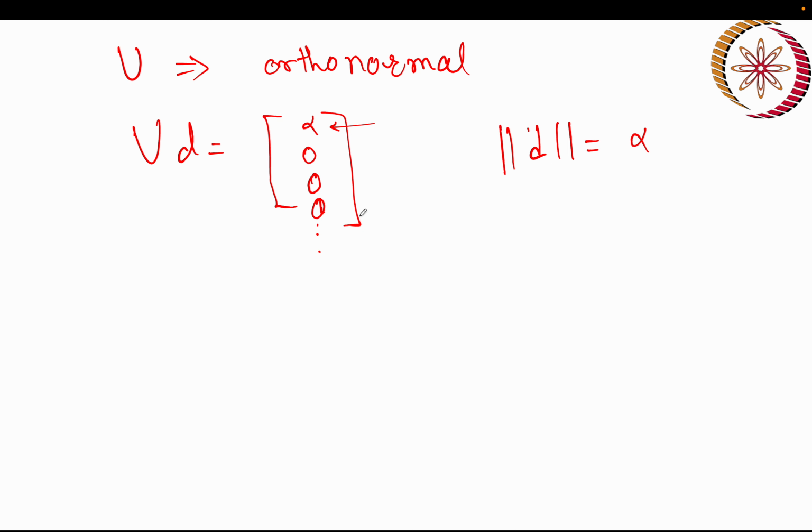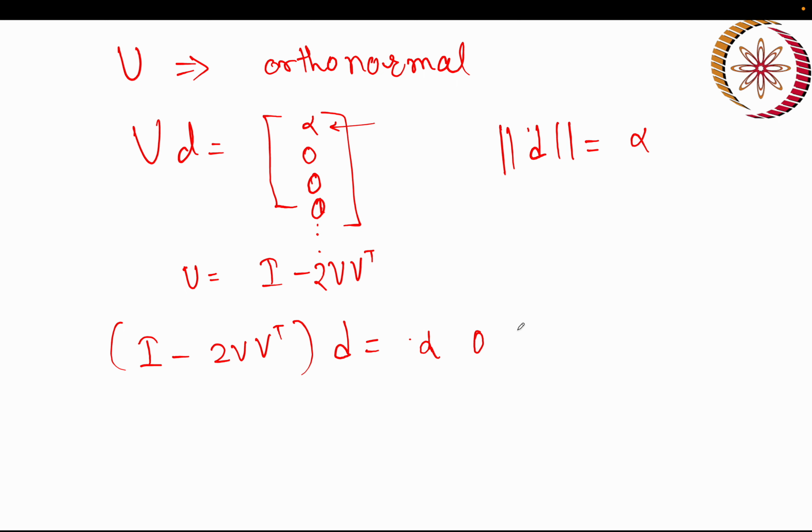Next point is this u is equal to I minus 2v transpose. If we write in this, we'll get I minus 2v transpose times d is equal to alpha. I will write in this way, transpose, let's say.